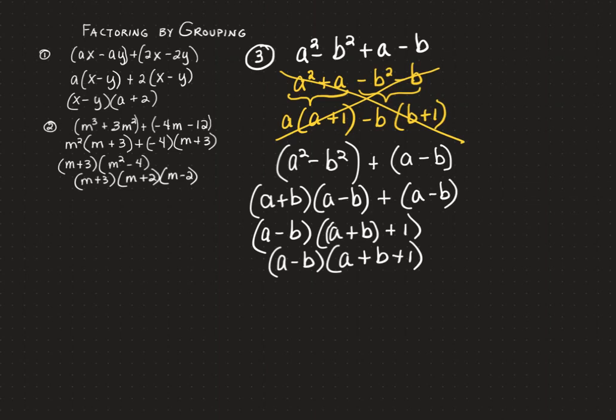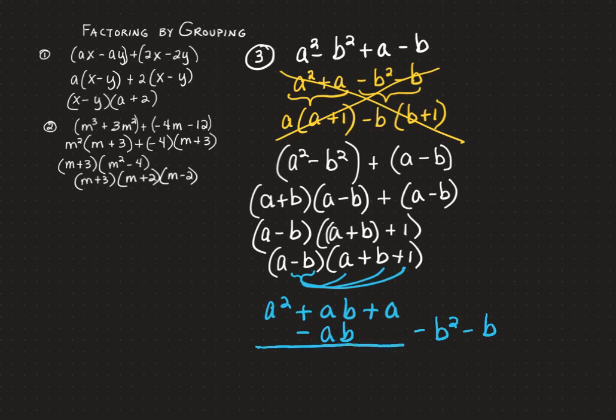I have a binomial times a trinomial. I have to distribute the first term to everything within that trinomial. So that's going to give me a squared plus ab plus a, and then I have to distribute the negative b to every term in the trinomial. And that gives me negative ab minus b squared minus b. Okay, I lined up my ab terms as I wrote those out, so it would be easier to add these.